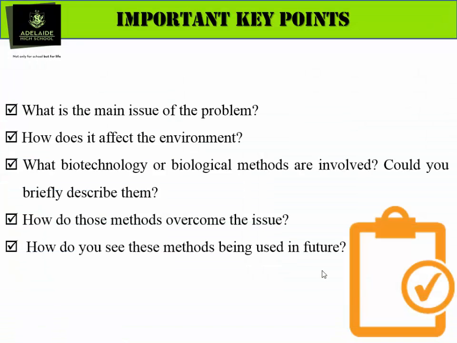When you come across problems and solutions, there are a few main points that you have to think about. What is the main issue of this problem? How does it affect the environment? What sort of biotechnology or biological methods do you need to solve it? How do those methods overcome the issue? And finally, how do you see these methods being used in future? These are some of your important key points that you need to take into consideration. As we go along, we will try to answer some of these bit by bit.